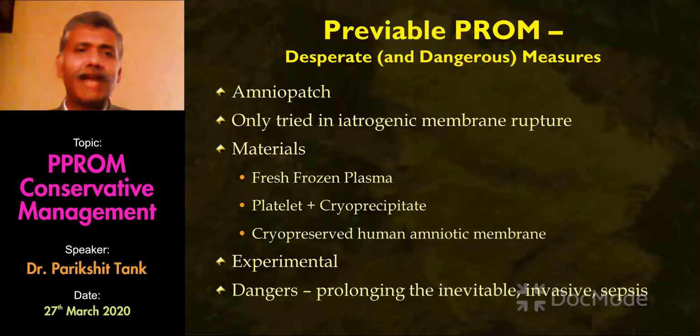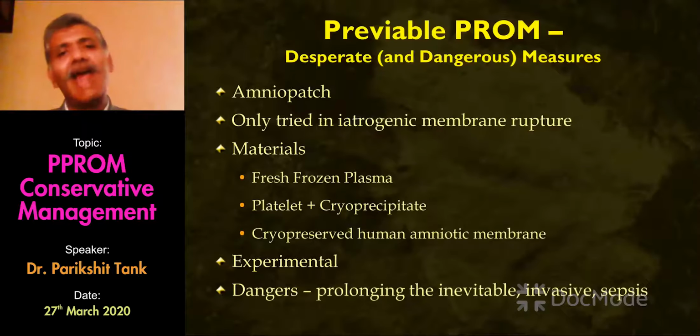This should be tried only and only in iatrogenic membrane rupture. For example, if a woman has had an amniocentesis for a genetic diagnosis at say 16, 17 weeks, and she presents at 20 weeks with a diagnosis of a rupture of membranes, one might think about conserving her because these have a much better prognosis. They tend to reseal because the opening is very, very small. And here, whether amnio patch is used or not, the results are equally good.